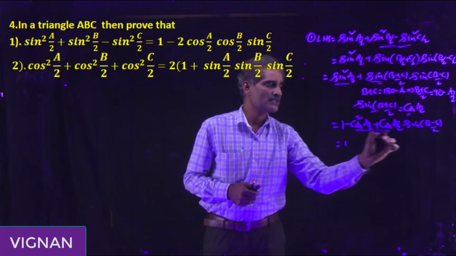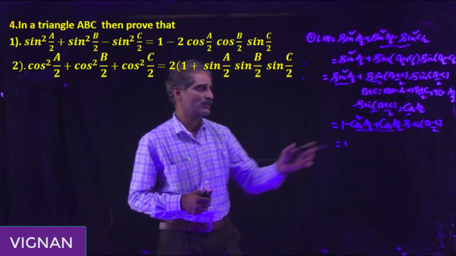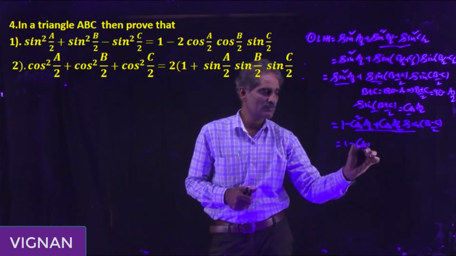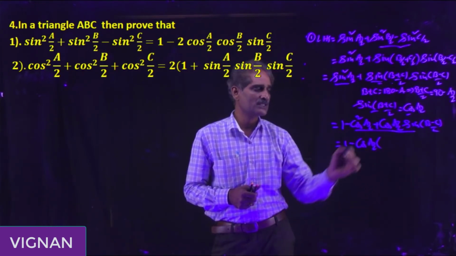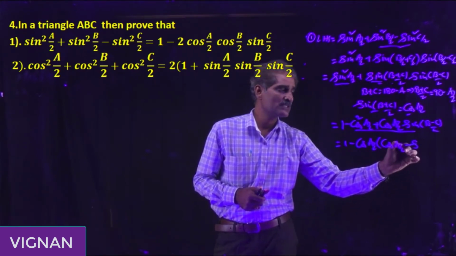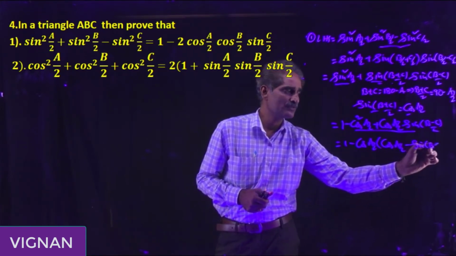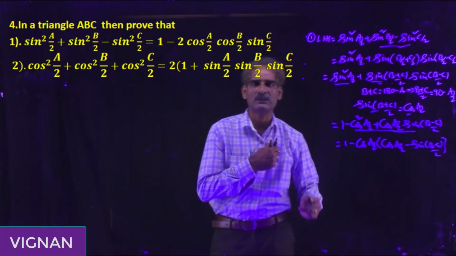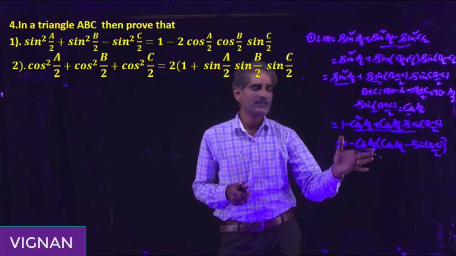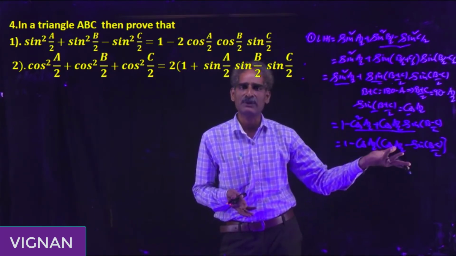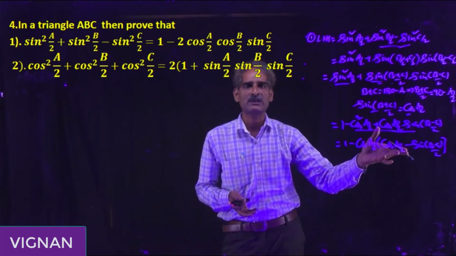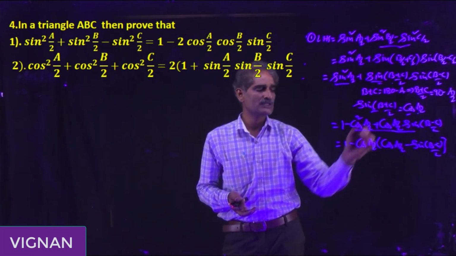Now take cos A by 2 common from these two terms. After taking out minus cos A by 2, the remaining part is cos A by 2 minus sine (B minus C) by 2. Again the same procedure you followed in the previous problems. A by 2 is already there, just the remaining are B by 2 and C by 2. Already it is in terms of B and C, so just write down cos A by 2 in terms of B and C. Cos A by 2 is nothing but sin (B plus C) by 2.